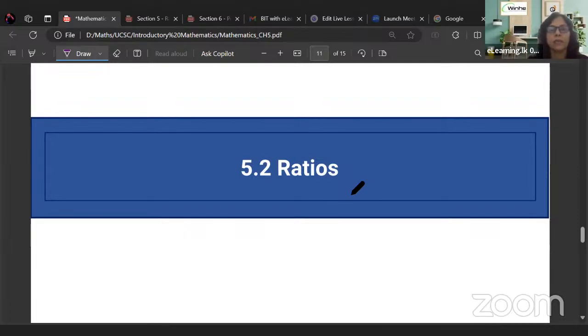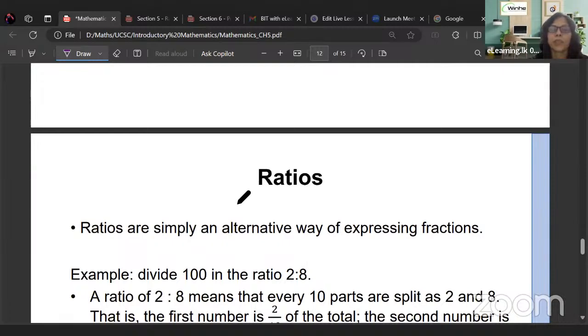What are ratios? What we learned as ratios is proportions, right? When we say percentage, it is how much out of 100. In a ratio, we say what the proportion is between two things. What is the ratio in between two things, right? So we can say ratio is an alternative way of expressing a fraction. Ratio is another way of expressing a fraction. Right?